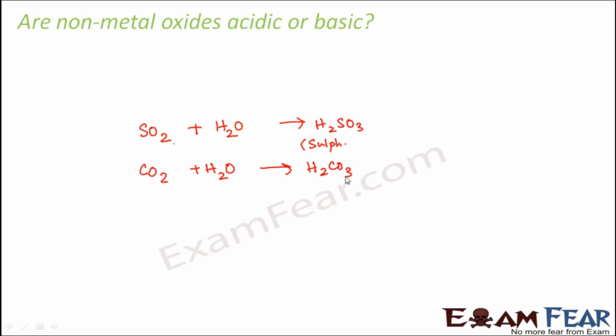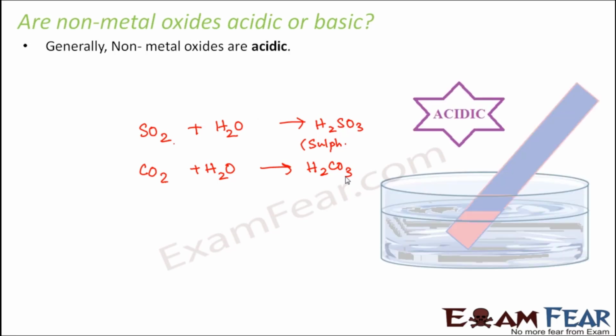And then what happens? It is found that when the blue litmus paper is dipped into the solution, it turns red. This shows that the solution is acidic in nature. So non-metal oxides are acidic. So what are these compounds which are formed? H2SO3 is nothing but sulfurous acid. What is H2CO3? It is nothing but carbonic acid.